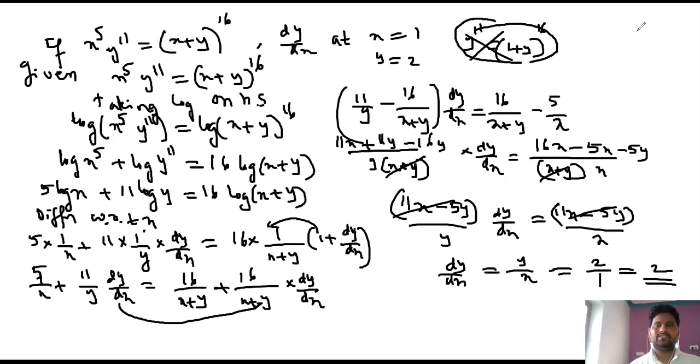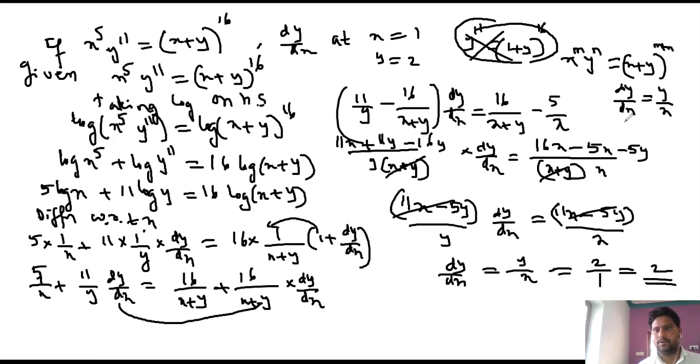So in the previous class, I gave one formula, that is x^m y^n is equal to (x plus y)^(m plus n). So dy by dx is always equal to y by x. Remember this is very important.